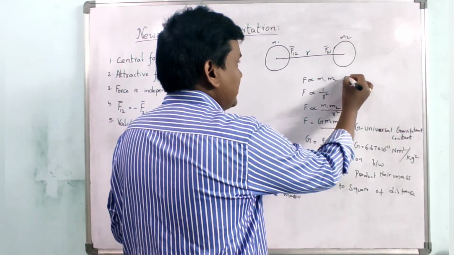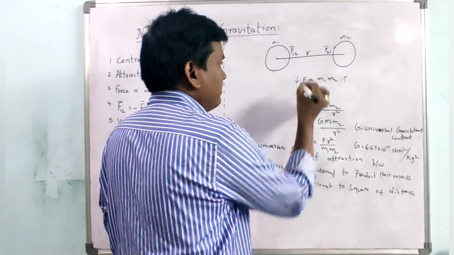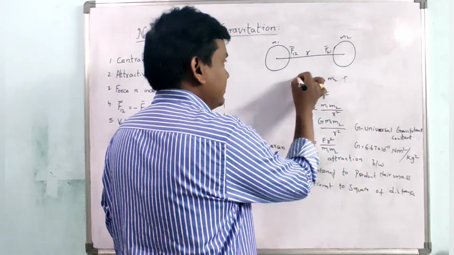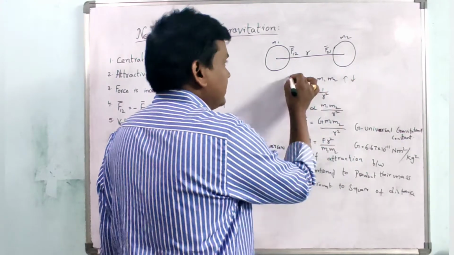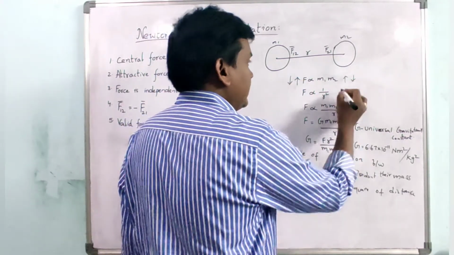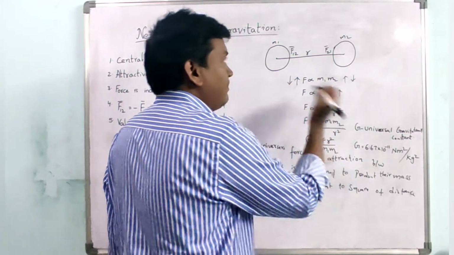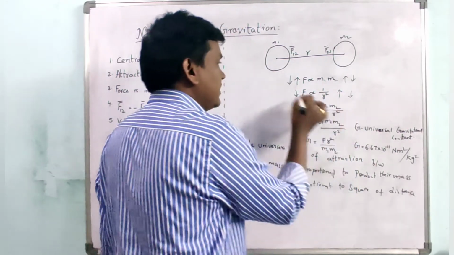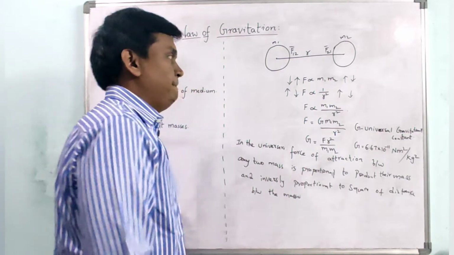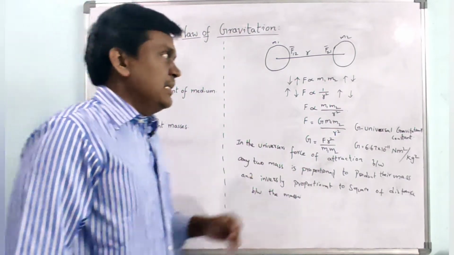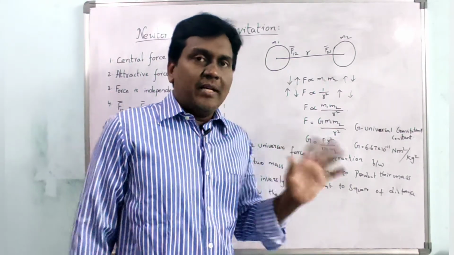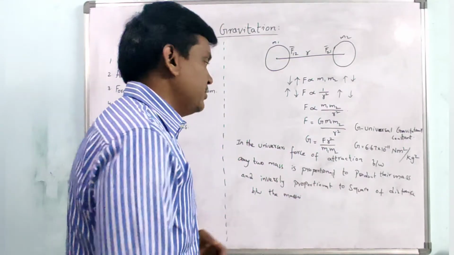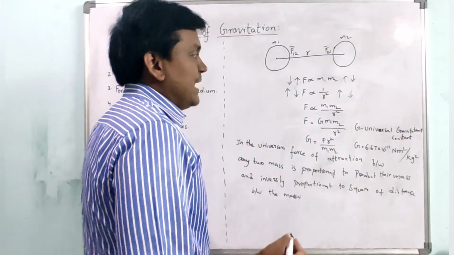If the masses increase, the force between the masses also will increase. Sorry, if the masses decrease, the force between the masses also will decrease. And if the distance between the masses increases, the force will decrease. If the distance between the masses decreases, the force will increase. And as this force is a vector quantity, it has a magnitude and it also has a direction.